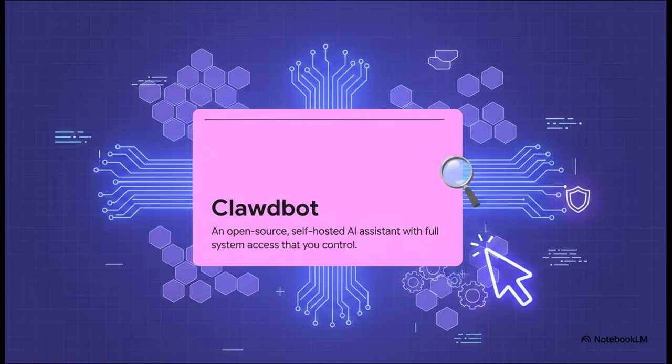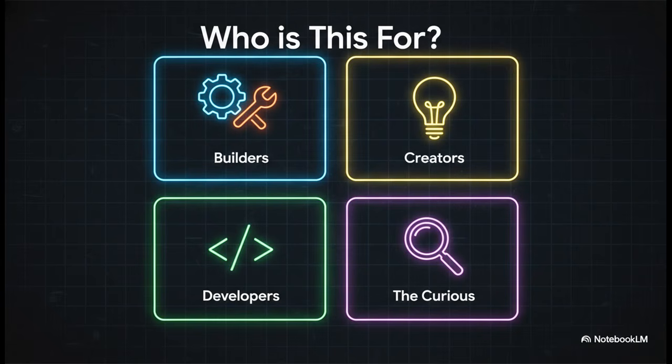So what is Clawdbot exactly? Simple. It's your own personal AI assistant. It's open source, it runs on your machine, and you can give it access to your actual system to do real work. You're in the driver's seat. So if you're a builder who wants an AI with real-world access, or you're a creator trying out autonomous agents, maybe you're a dev who just loves open source, or you're just curious about what a truly personal AI can do, then yeah, you are in exactly the right place.